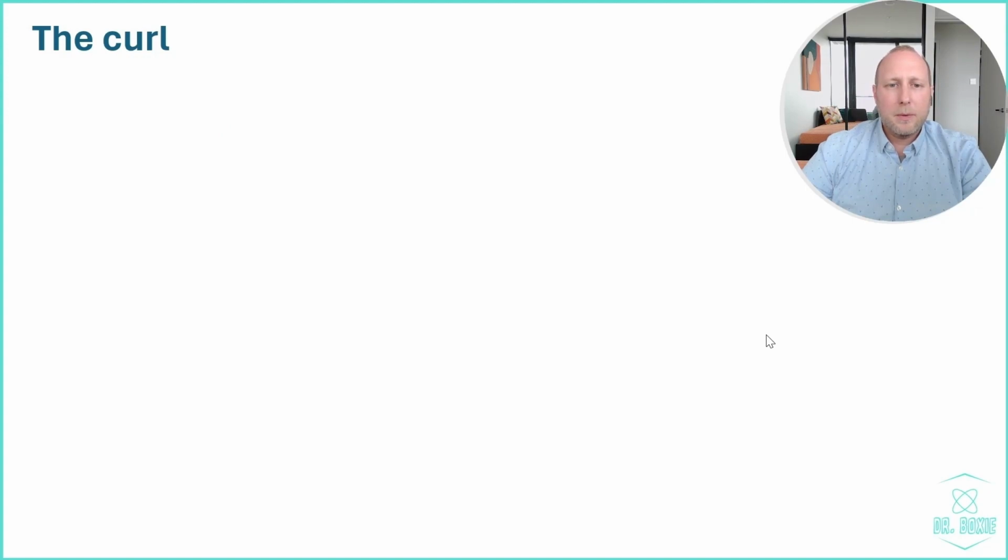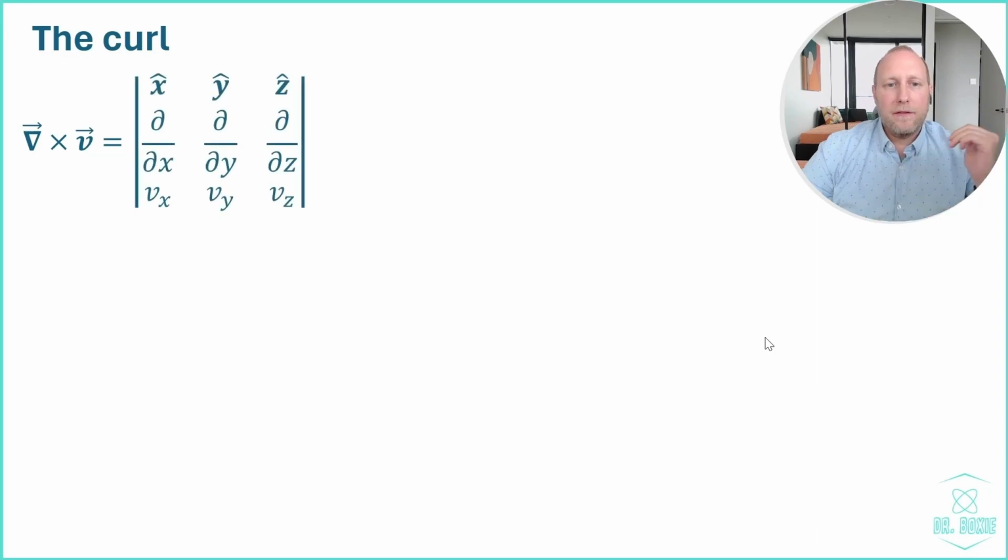The third kind of derivative is the curl, and we write it as the cross product between the del operator and some vector field v. Remember that the cross product can be calculated by calculating a determinant where the first row are the unit vectors, the second row are the components of the first vector, in this case of del, so we get d/dx, d/dy, and d/dz for its components, and the third row are the components of the second vector, which is v in this case.